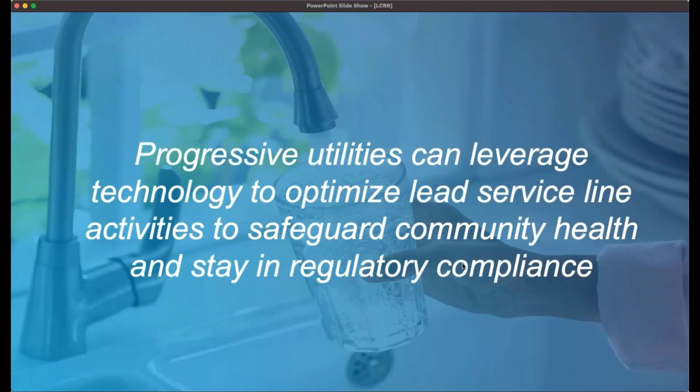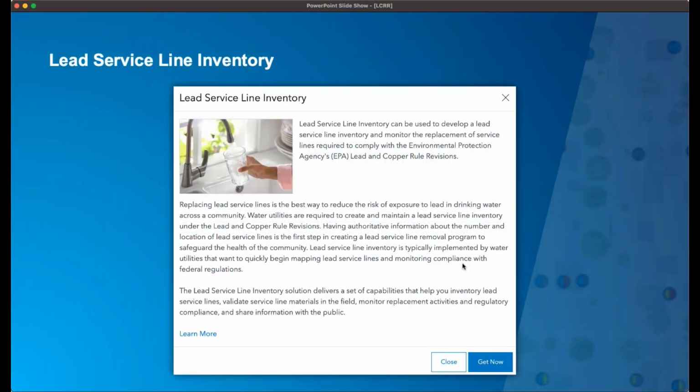Well, progressive utilities can leverage technology to optimize your lead service activities and to help you safeguard community health and stay in regulatory compliance. And one of the ways that you can leverage technology is to deploy our free lead service line inventory solution.